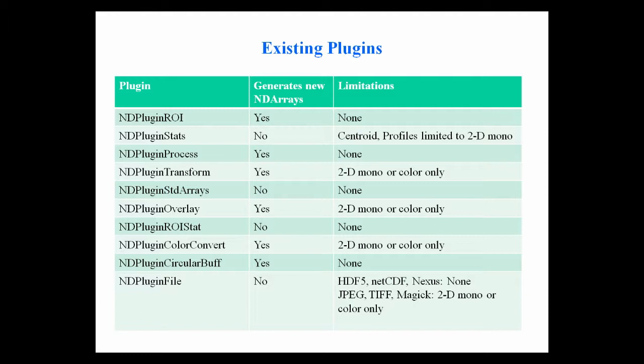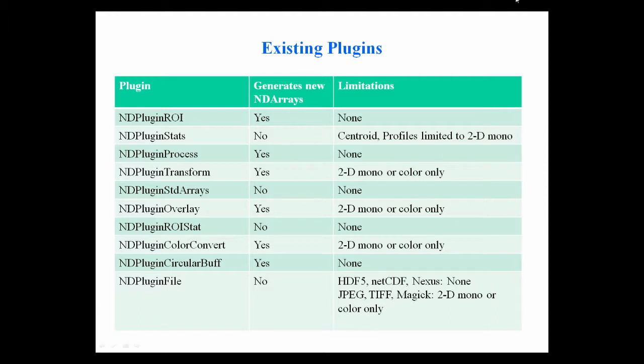If you feel that there's a need to write a new plugin because you need to do some kind of processing on arrays that isn't handled by the existing set of plugins, then as with a detector driver, you should look at the existing plugins to figure out which one is closest to what you want to do and use that as a model. This is the list of the existing plugins that are included in AD Core. There's also the FFmpeg plugin that's in its own separate module.